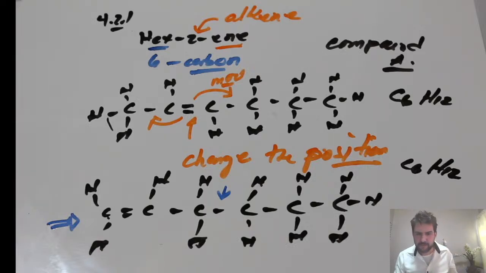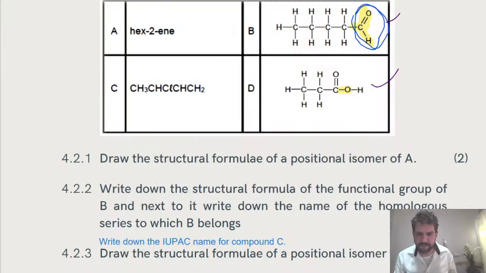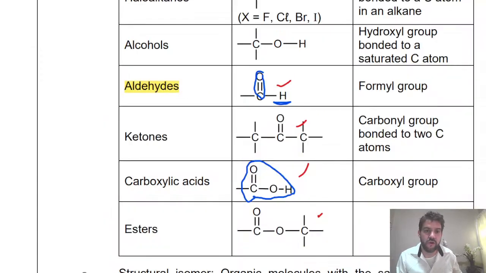All right, so moving on, so we can finish. Write down the structural formula of the functional group of B. B is an aldehyde, guys. We already answered this one in the previous question, so I'm not going to write it, and we spoke about that. So it's an aldehyde, and the structural formula of the functional group is going to be shown here.